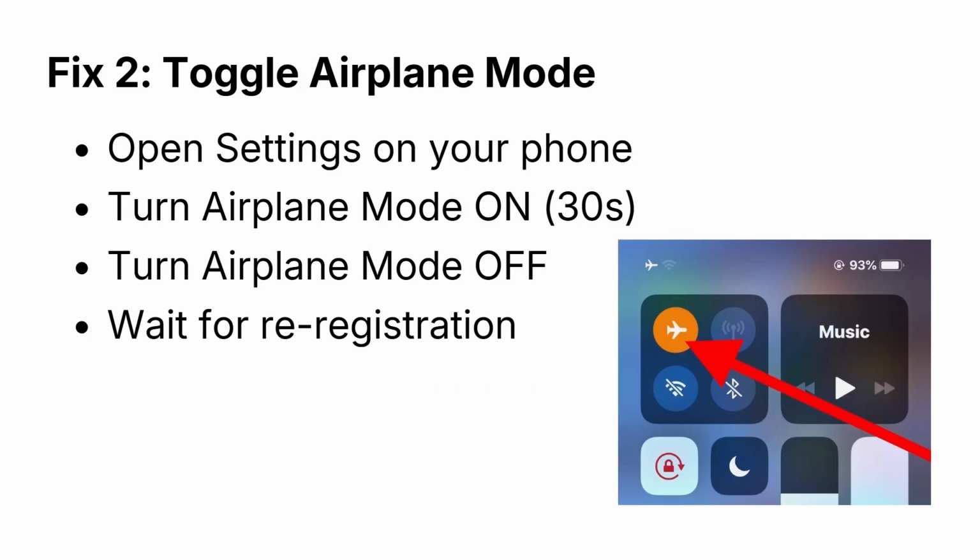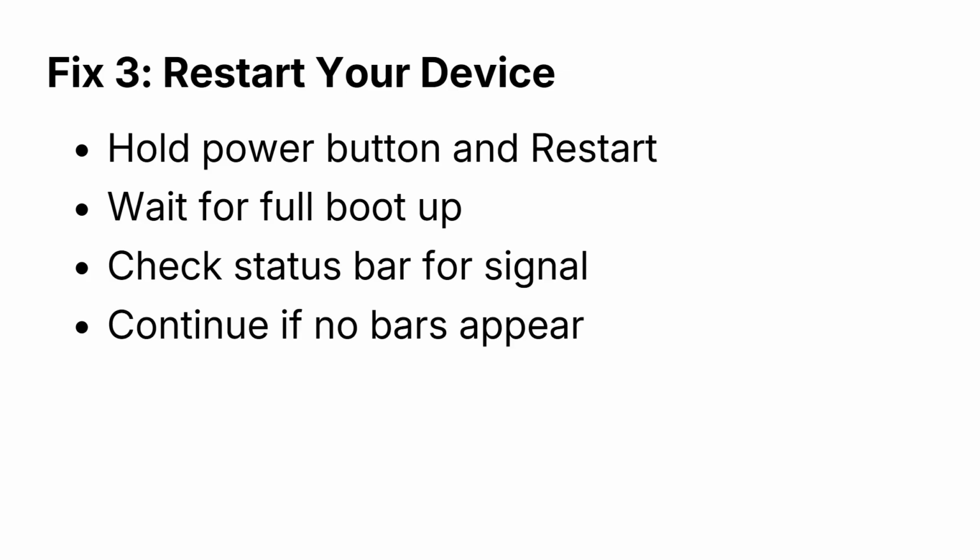Fix 2, toggle airplane mode. Open settings on your phone, turn airplane mode on for at least 30 seconds. Then turn airplane mode off. Wait for registration. Fix 3, restart your device.